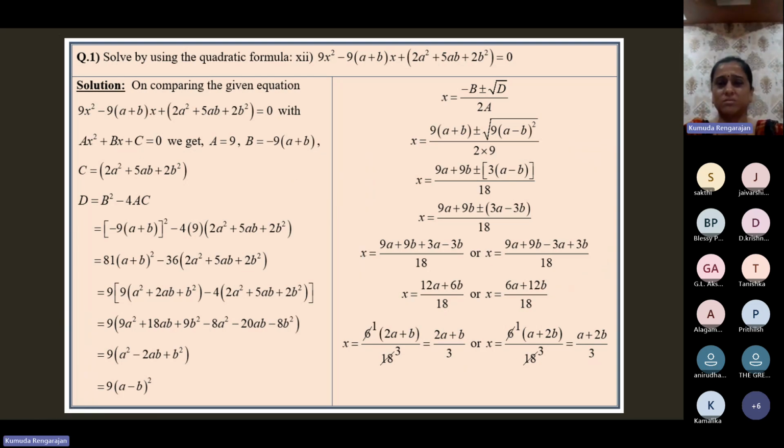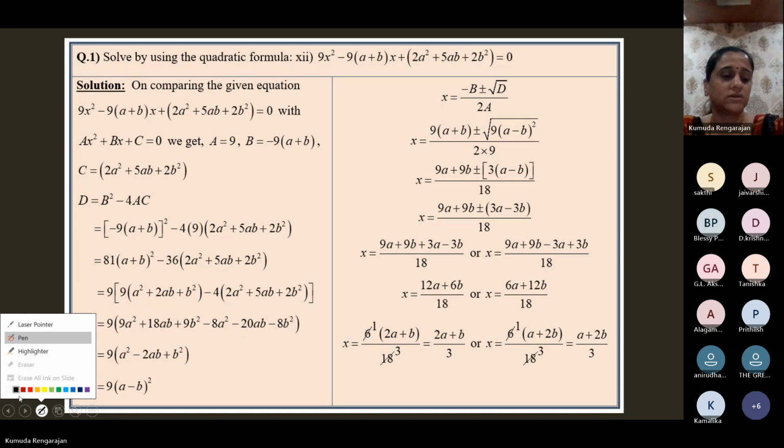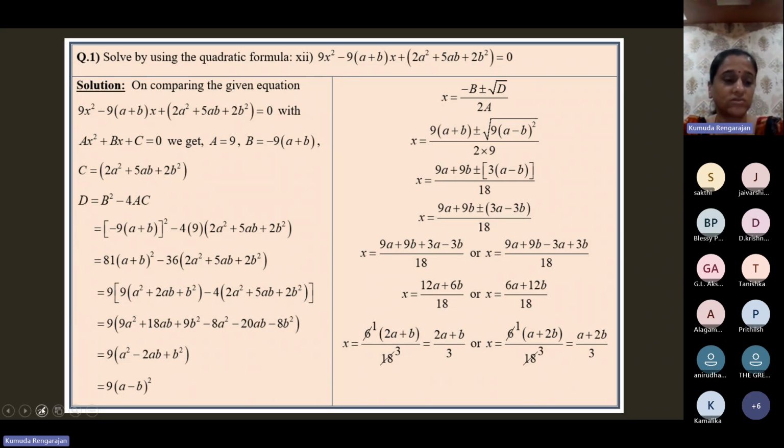So the question may look difficult or intimidating, but it is not. It is very simple, very easy. You just have to be very careful when you solve equations like this. You should take utmost care in writing the sign carefully. Any mistake with the plus or minus sign will lead you to a lot of stress and trouble. So work very carefully. You just have to be focused.